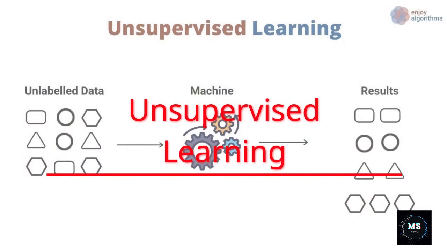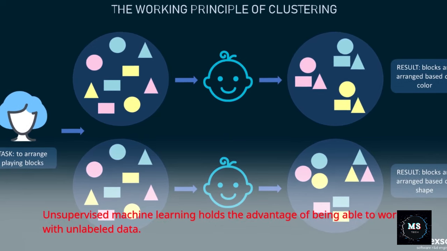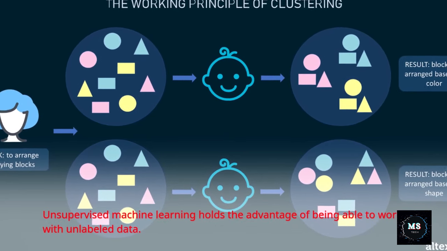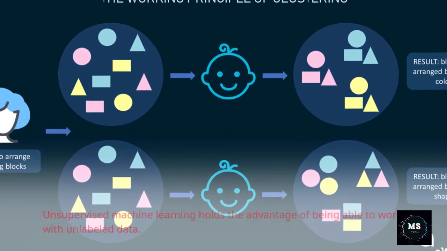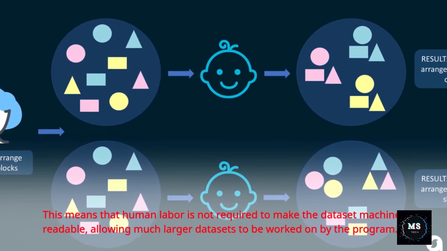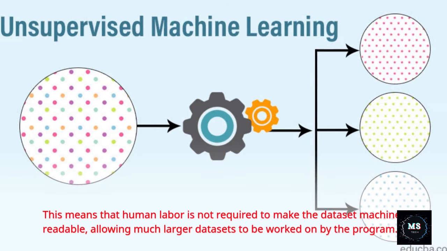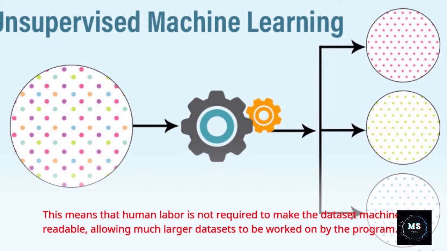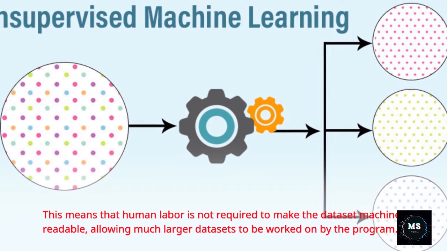Unsupervised learning. Unsupervised machine learning holds the advantage of being able to work with unlabeled data. This means that human labor is not required to make the dataset machine readable, allowing much larger datasets to be worked on by the program.